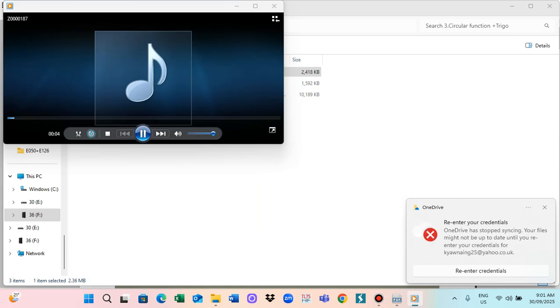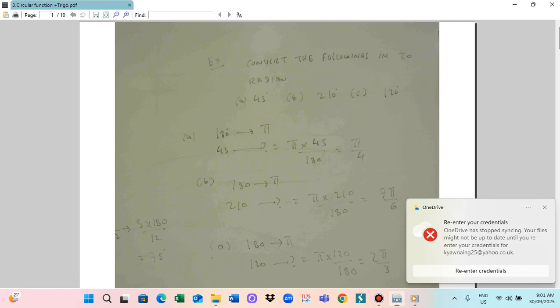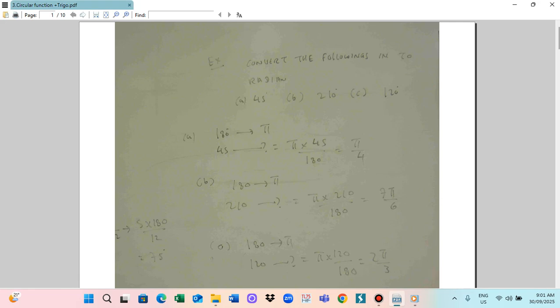So this is a circular function. Circular function means that this is the rotation, so the function depends on the angle. This is for the circle here. This is the center point O, and we draw the circle.